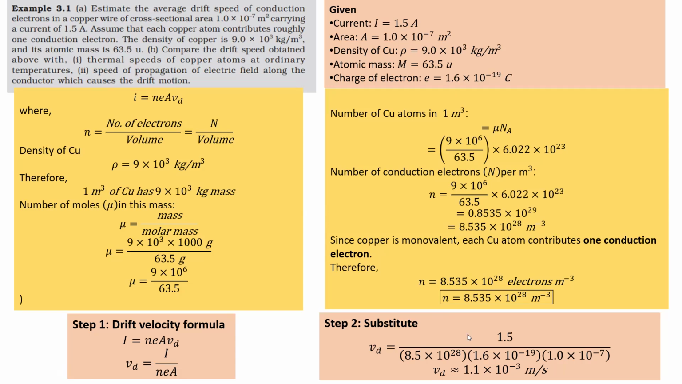So, we completed the first part of the question. Drift velocity of electron is found to be nearly 10 to the power minus 3 meter per second. Now, we'll go for the second part of the question.